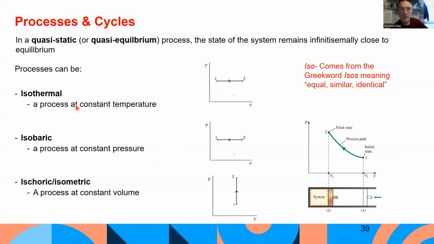You've got the isothermal process, a process that occurs at constant temperature. You'd have a straight line like this on a temperature against specific volume diagram. The isobaric process is one that occurs at constant pressure, so you'd have a straight line at constant pressure on a PV diagram. And then the isochoric or isometric process is one that occurs at constant volume, so you'd have a straight line on a PV diagram that plots pressure against specific volume.